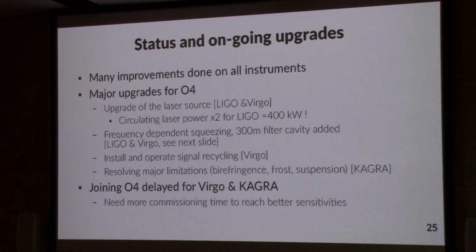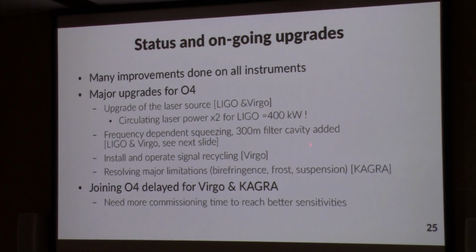LIGO is really taking very nice data now. This upgrade is the result of a lot of work, 3 years of upgrades, where many parts of the instrument have been changed. I'm not going through the full details here, but I will outline a few very important points. First of all, there was a major upgrade of the laser source. Right now in LIGO, the laser power circulating inside the interferometer has been doubled with respect to the past. There is almost half a megawatt of light power circulating in LIGO. This is completely mind-blowing.